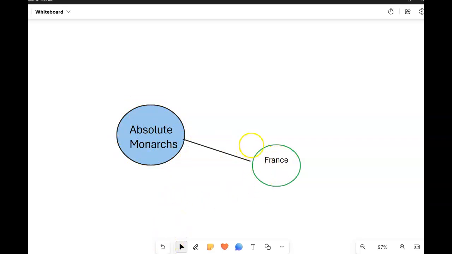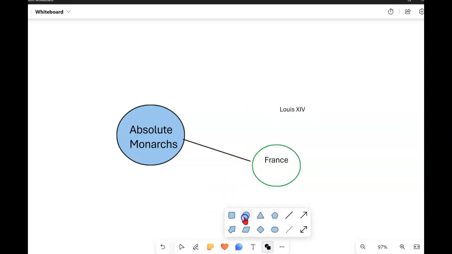I wrote out France. I drew a circle. I chose to do green here in this case, by the way, for France. So the next thing I would do is I would identify an example of their absolute monarch, in this case, Louis XIV. So I put Louis XIV up there. I'm going to make it fit there, Louis XIV. Now you're handwriting this out. Handwrite out your information first before you draw it into your web. That way it will fit.